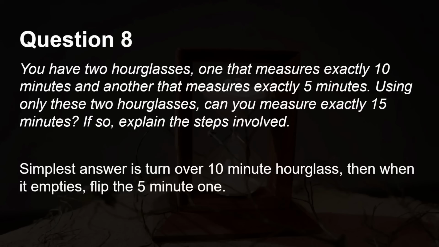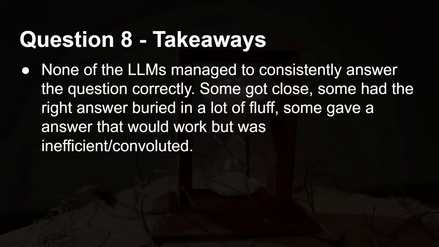Okay, final question. This one really is hard for these LLMs. You have 2 hourglasses, one that measures exactly 10 minutes, another one that measures exactly 5 minutes. Using only these 2 hourglasses, can you measure exactly 15 minutes? If so, explain the steps involved. Now, the simplest answer is you turn over the 10-minute one. When it's finished, you turn over the 5-minute one, and that's 15 minutes. Now, that's actually really hard for an LLM to answer. None of the local LLMs that I'm running managed to answer that consistently.